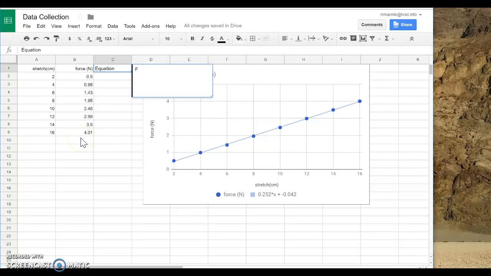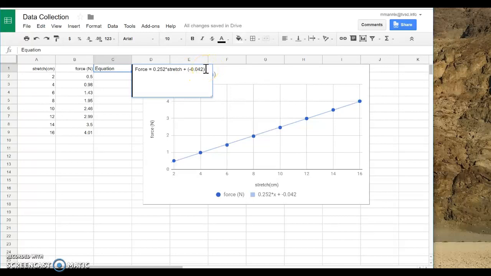What I'd like to do is retype the equation with better symbols. So force equals, what I see down below is 0.252 times x, not x in this case. A better name for the variable is stretch. And then we'll add to it our intercept value, which in this case is negative, minus 0.042. And the units, well, we don't have units yet. That's what the equation should be down below. In fact, I'm going to make that force. So that's what I would like to see.